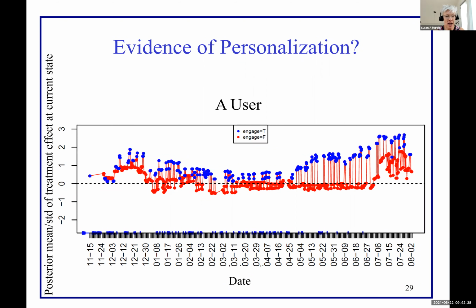So you can see each dot, and you see the horizontal line, 0. So there are many times in which the algorithm is not seeing any evidence that there's currently going to be a treatment effect.